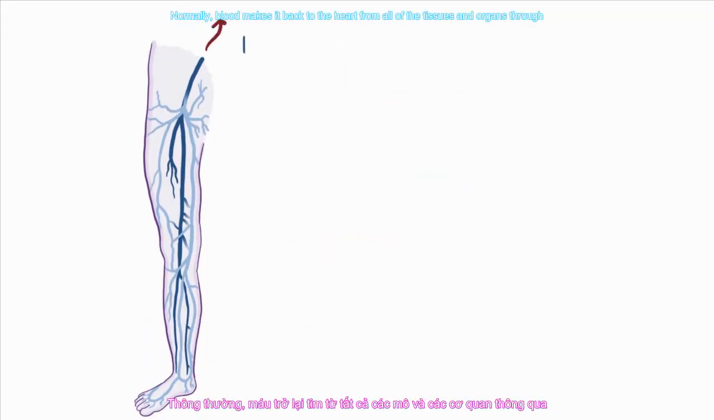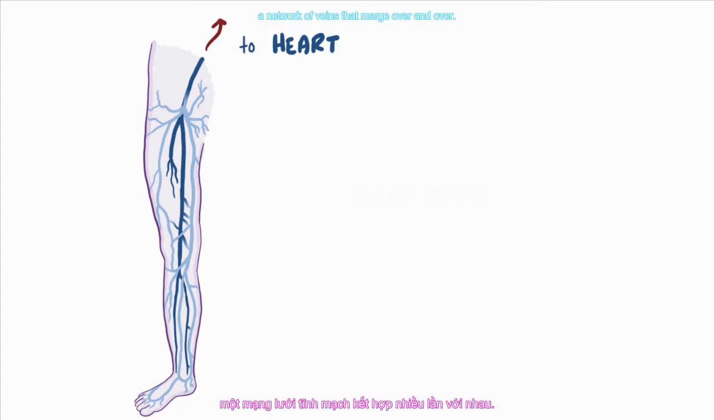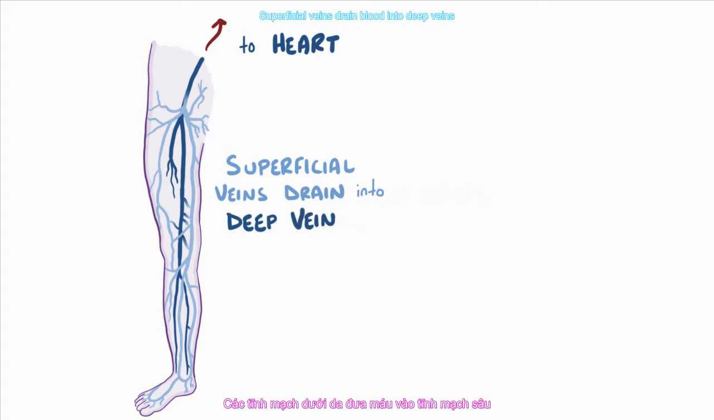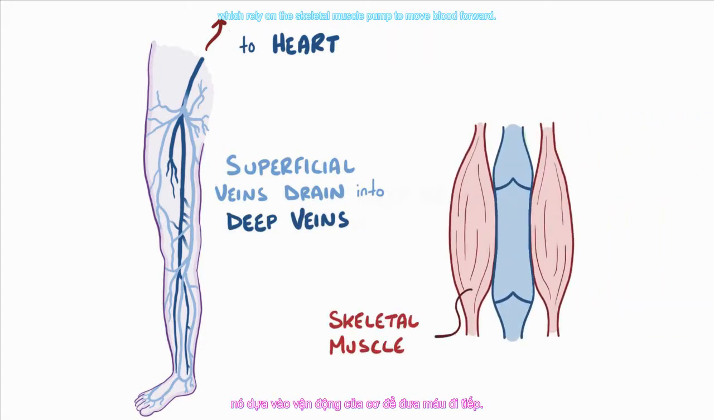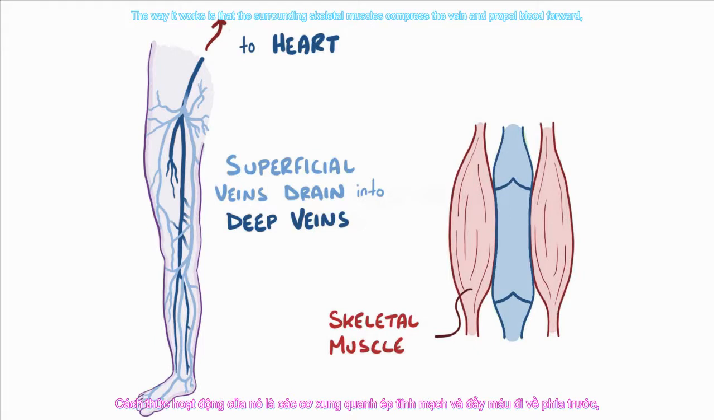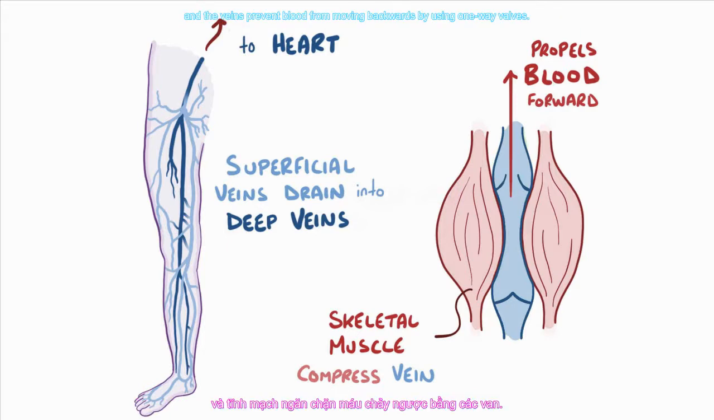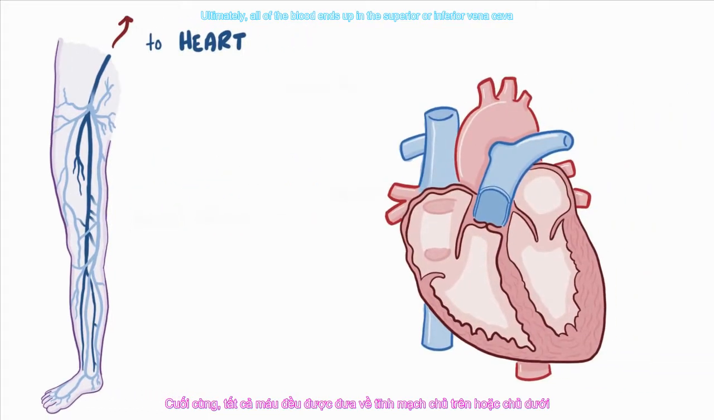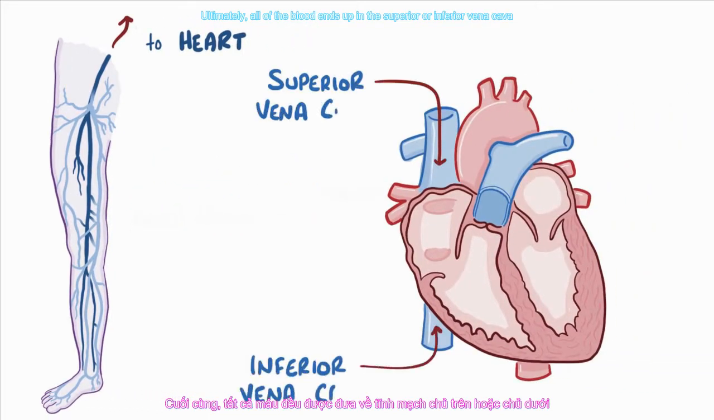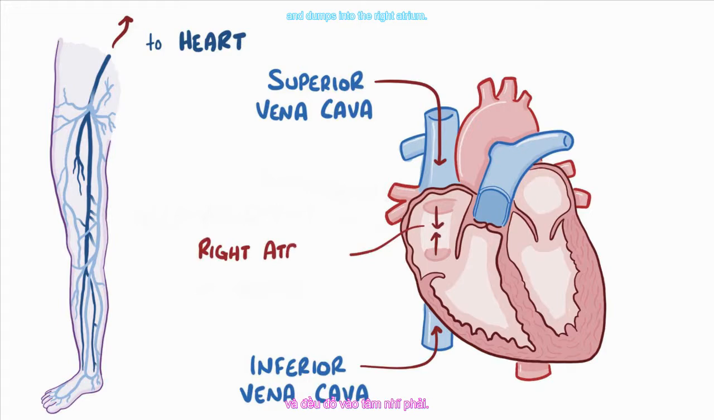Normally, blood makes it back to the heart from all the tissues and organs through a network of veins that merge over and over. Superficial veins drain blood into deep veins, which rely on the skeletal muscle pump to move blood forward. The way this works is that the surrounding skeletal muscles compress the vein and propel blood forward, and the veins prevent blood from moving backwards by using one-way valves. Ultimately, all the blood ends up in the superior or inferior vena cava, and dumps into the right atrium.